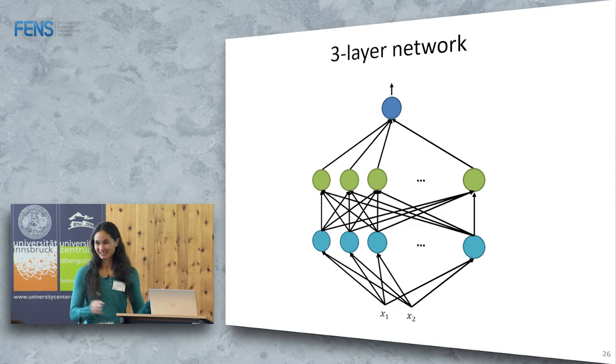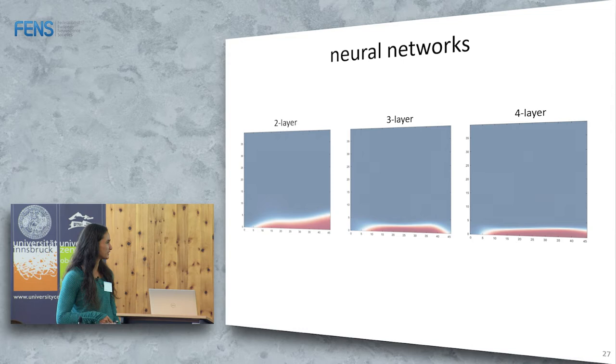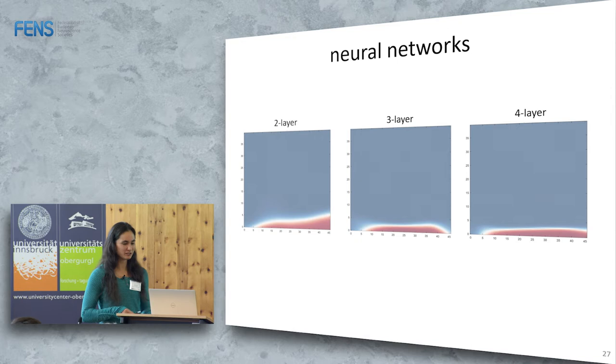So this is what the classification boundaries for this data look like for different depths of networks. The two-layer network we saw before, the three-layer, the four-layer. They're all a little bit smooth, but they learn more complicated functions. Okay, so that's one thing that we can do: we can play with the type of classification boundary that we're looking at. Are we looking at nonlinear functions, linear functions, nearest neighbor, complicated functions? What type of boundary are we looking at?